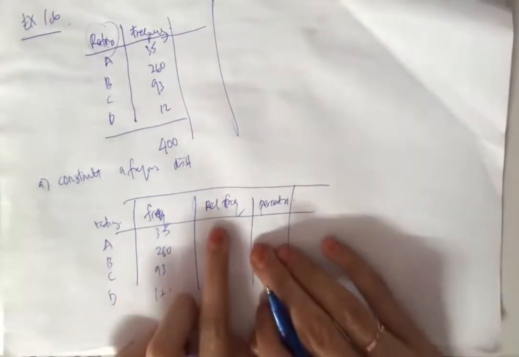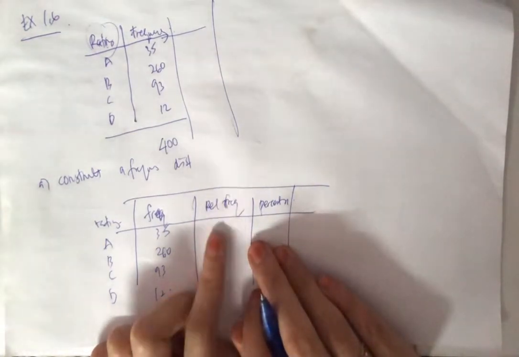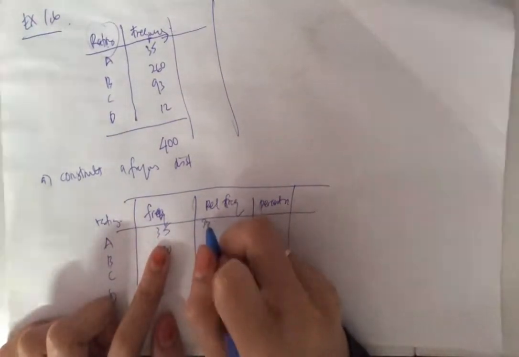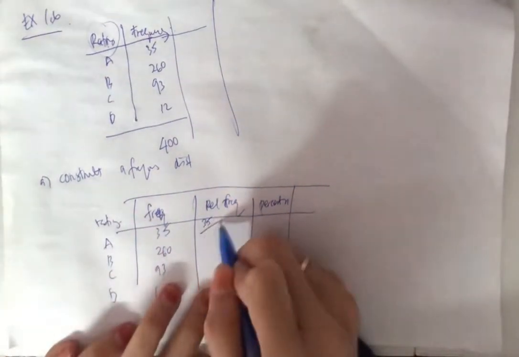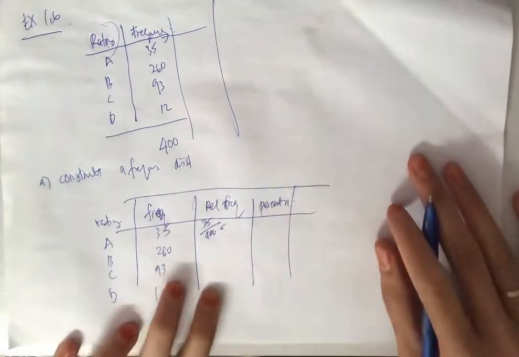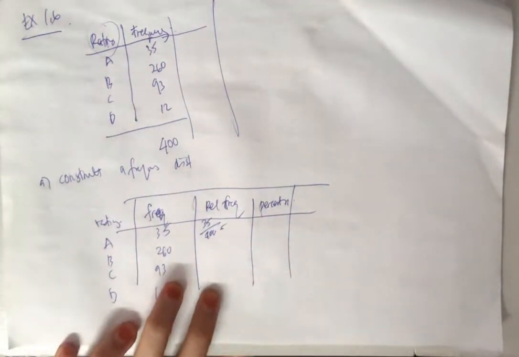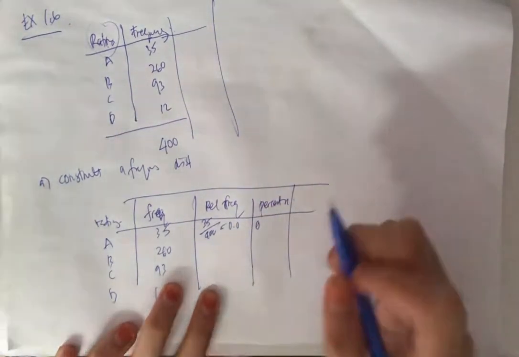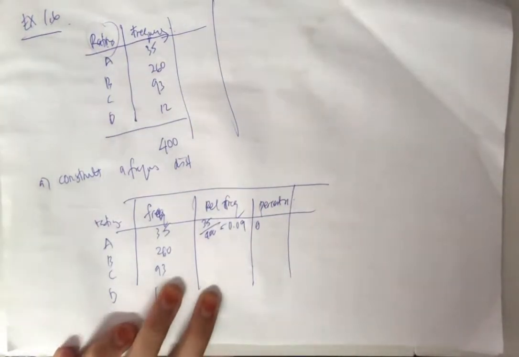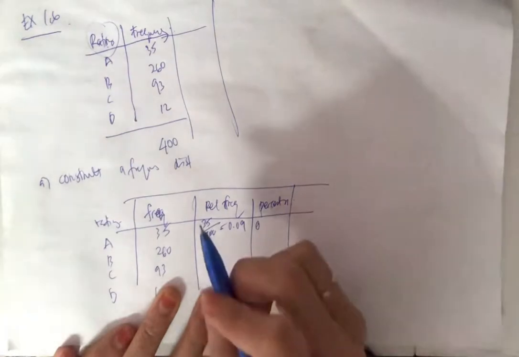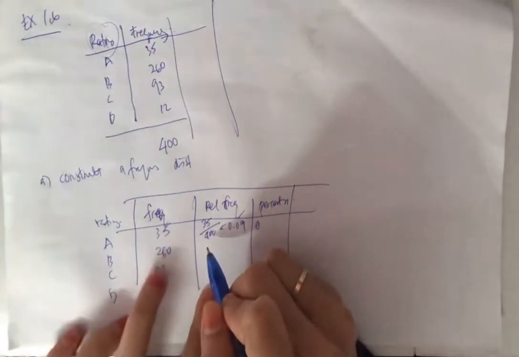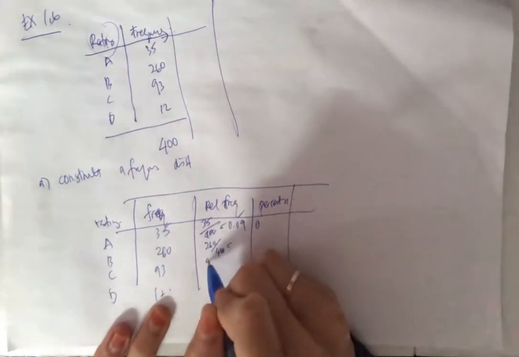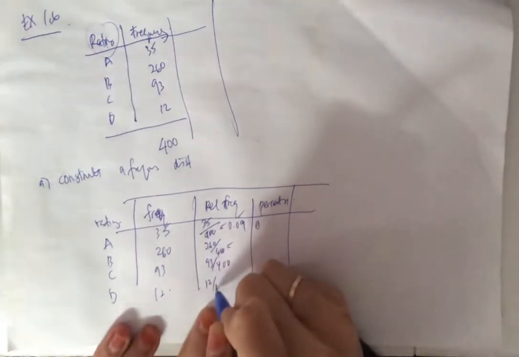How do we get the relative frequency? For rating A, the relative frequency is the frequency itself, 35, divided by 400. So you get 0.0875, something like that, and when you round off, you get 0.09. You do the same thing for B, C, and D. So 260 divided by 400, 93 divided by 400, and 12 divided by 400.